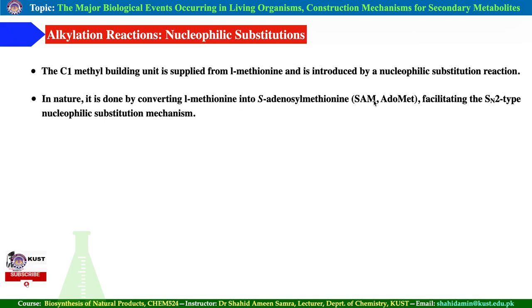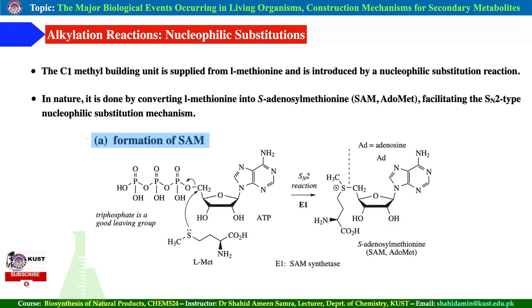And when it's converted to SAM, then it facilitates the SN2 type nucleophilic substitution reactions, because the group that is attached here will be a very good leaving group. So in an SN2 type reaction, this reaction can very easily happen. So this is the formation of SAM, how this is produced. Here we have L-methionine, an amino acid, and actually a sulfur-containing amino acid.